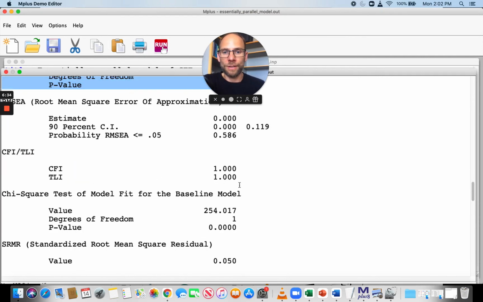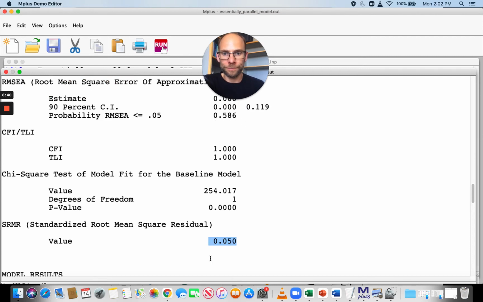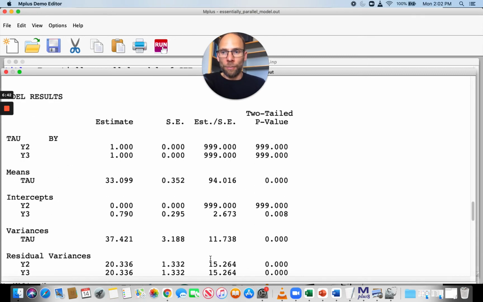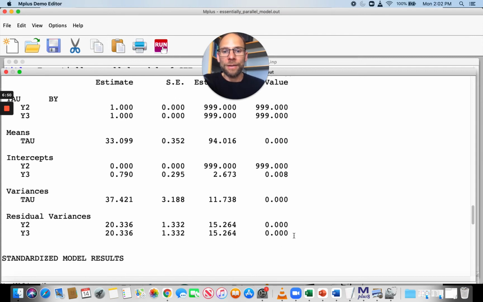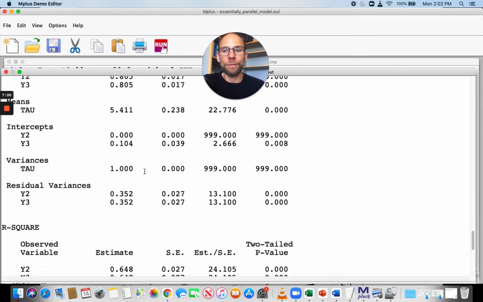The other fit statistics also look really good now. The RMSEA is 0 and the SRMR is 0.05. Now, why is this model useful? Also because it has some of the benefits that the strictly parallel model has. For example, it has the benefit that the error variances are still constrained to be equal and the loadings are still constrained to be equal, and then as a result the variables still have equal reliabilities.